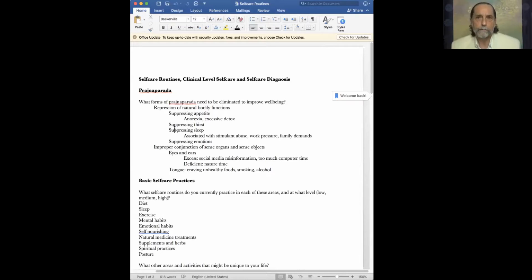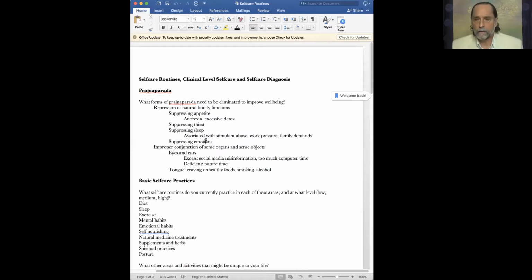But suppressing sleep is really big, and there's actually a medical condition, a cause of mortality in Asia. People in the corporate world work themselves to death. Literally, they die from sleep deprivation. And this happens from work pressure, family demands, stimulant abuse. And then there's also suppressing emotions. All right, this is important. So these are just a few ideas for you.